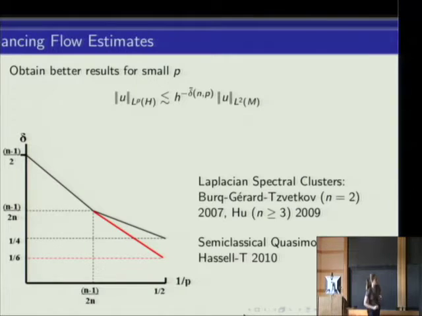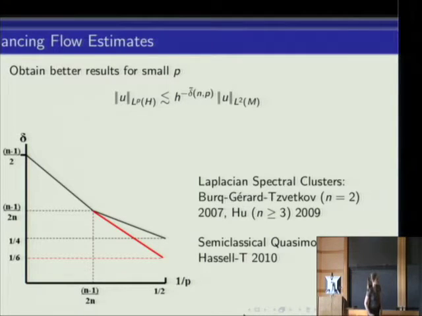So in their case, they have that curve. Yeah, so for them, when they did the Laplacian, their assumption is that the curve has strictly positive curvature, bounded away from 0. And then the exponent changes. If you want to do it in the semi-classical setting, you state it in terms of this acceleration condition. So Burq, Gérard and Tzvetkov did that for n equal to 2, and then Hu extended it for higher dimensions under the same conditions. Then for semi-classical quasimodes, this is a result by Hassell and myself, where we state the condition in terms of acceleration.